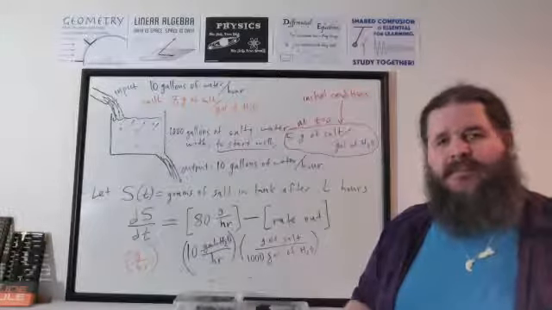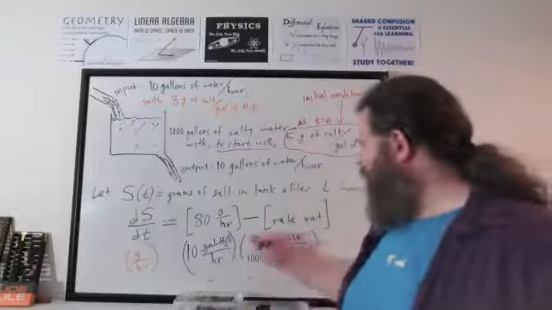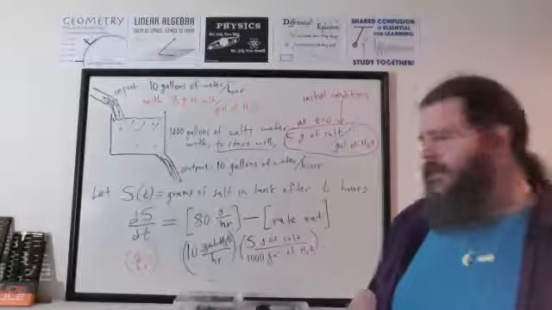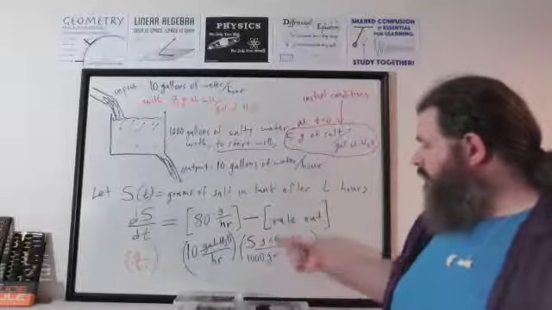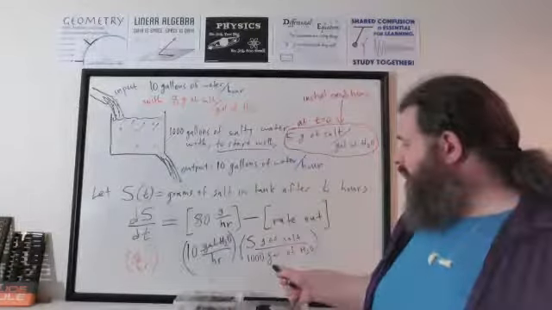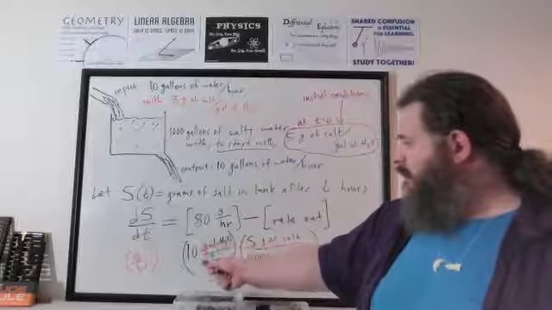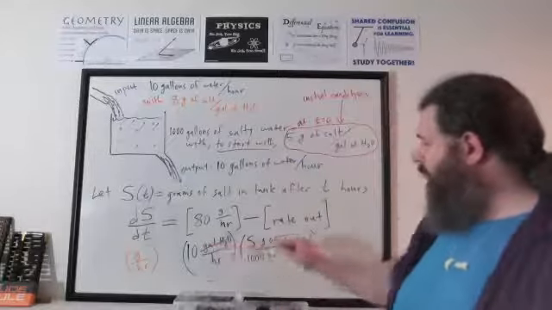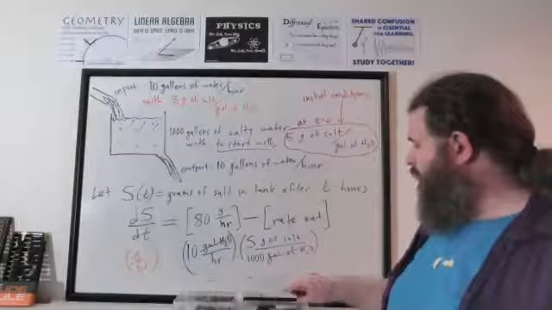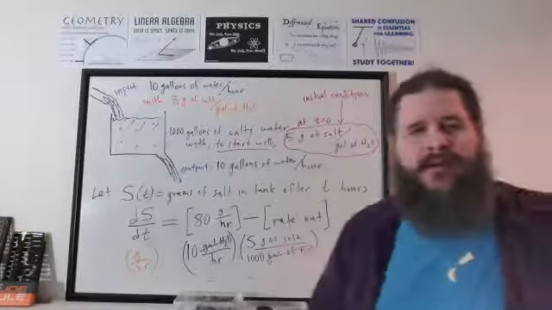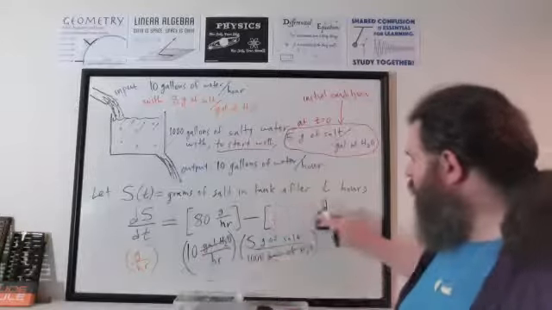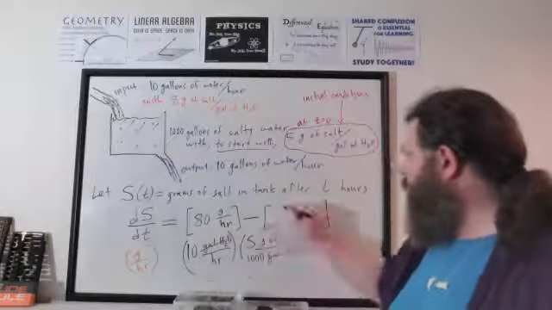That's just S of t, the function. So there's S grams of salt at any time divided by 1000 gallons of water. That's the concentration, salt per gallon. Multiply that concentration by the flow rate, 10 gallons of water per hour. Gallons of water and gallons of water cancel out. We're left with grams of salt per hour, and that'll specifically be 10S over 1,000. So that's our rate out, 10S over 1,000.